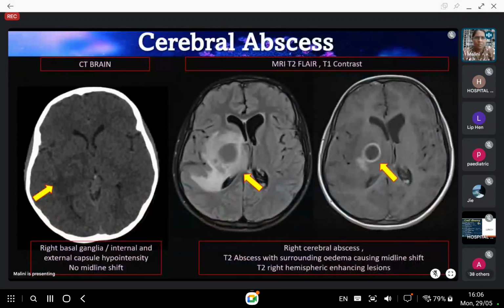So this is an image of a cerebral abscess, and this child presented with acute hemiparesis. He had a complex cyanotic heart disease. And you can see a very beautifully ring-enhanced abscess. This abscess needed drainage.